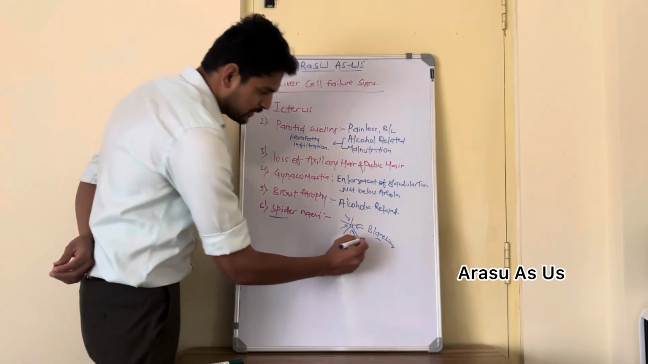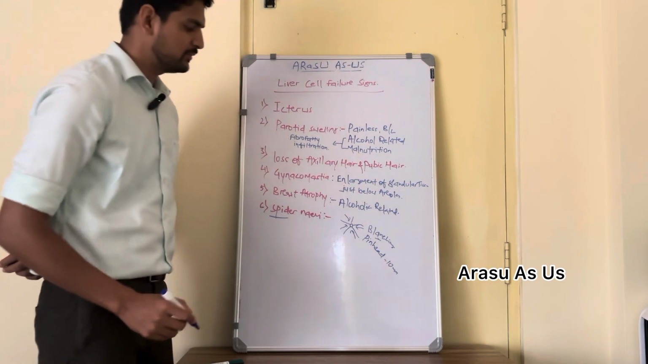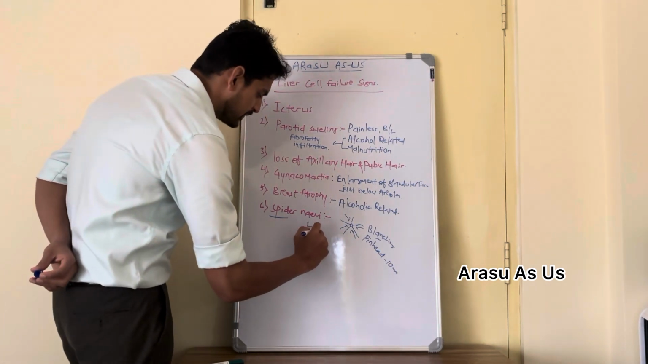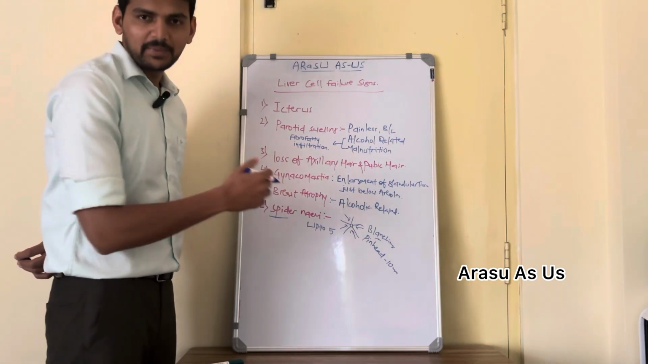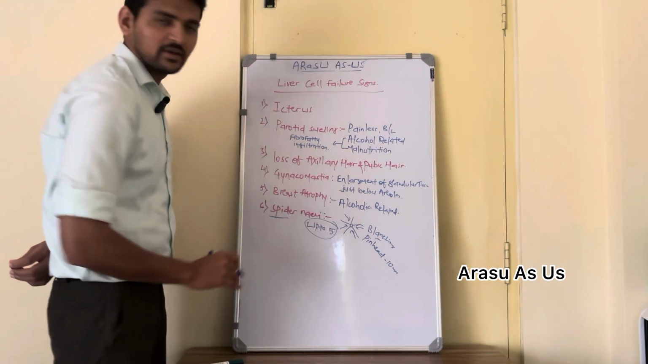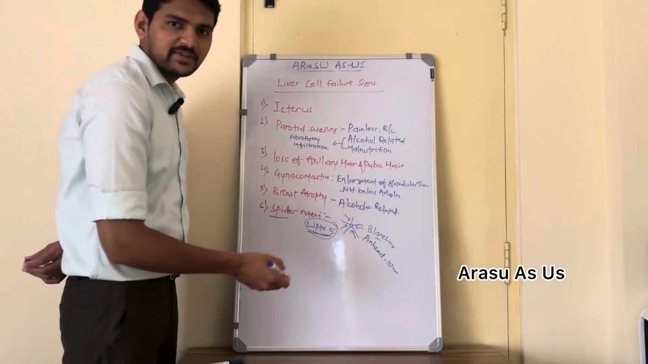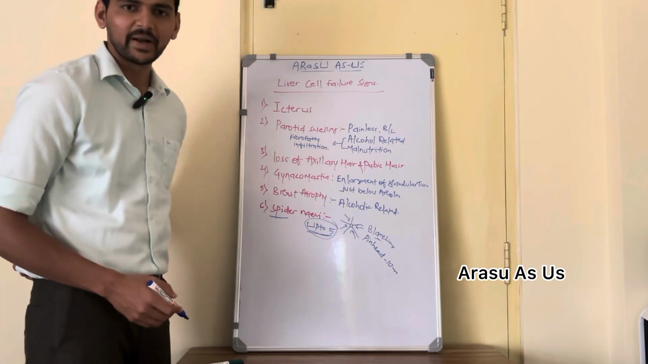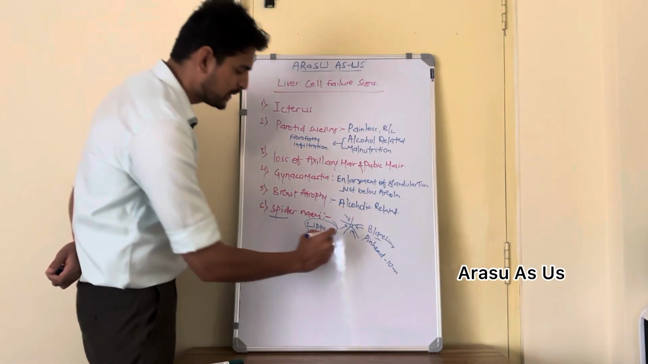Usually the size will be from a pinhead to 10 mm. So this one we have to remember. And the thing is, in some individuals, up to 5 spider nevi will be normally present. So anything more than 5 should be considered a sign of liver cell failure, or if these are already present and now the size is increasing, then you can again consider it a liver cell failure sign. And this will be restricted to the territory of the superior vena cava.